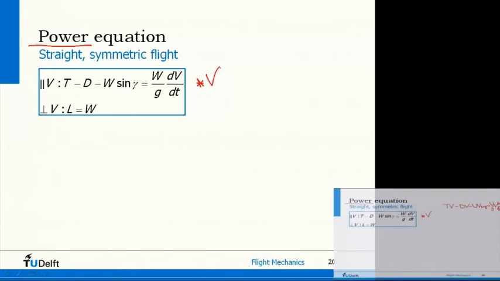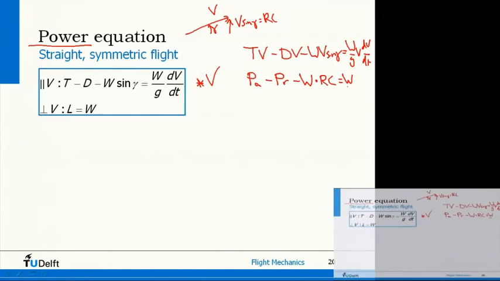So this is what I get if I multiply everything with airspeed. Now you already know that thrust times velocity is power available. Drag times velocity is power required. And then you have minus weight, and if this is the airspeed and this is gamma, then the vertical component is v sine of gamma, which is the rate of climb of the aircraft. So this is rate of climb, and this is equal to weight over g times v dv. You don't have to do this final thing, but all I'm saying is that v dv is equal to a half d v squared.